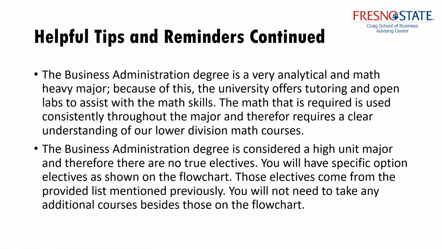The Business Administration degree is a very analytical and math-heavy major. Because of this, the university offers tutoring and open labs to assist with the math skills. The math that is required is used consistently throughout the major and therefore requires a clear understanding of our lower division math courses. The Business Administration degree is considered a high unit major and therefore there are no true electives. You will have specific option electives as shown on the flowchart. Those electives come from the provided list mentioned previously. You will not need to take any additional courses besides those on the flowchart.